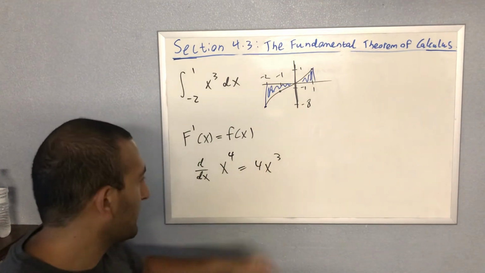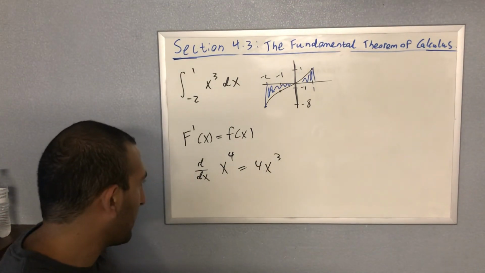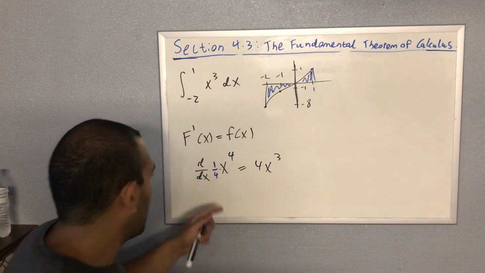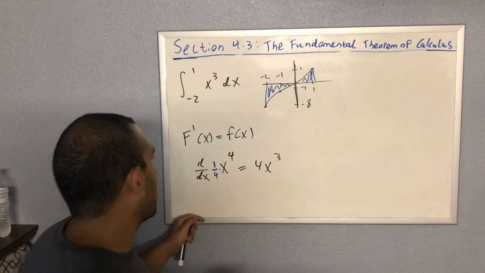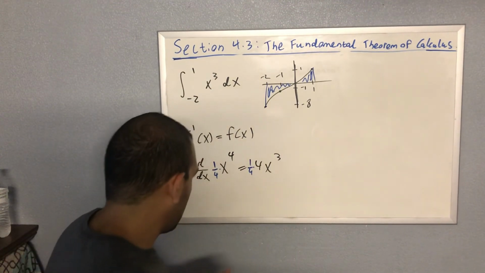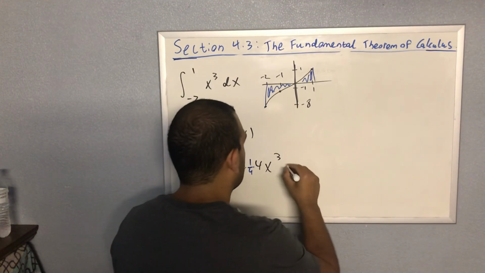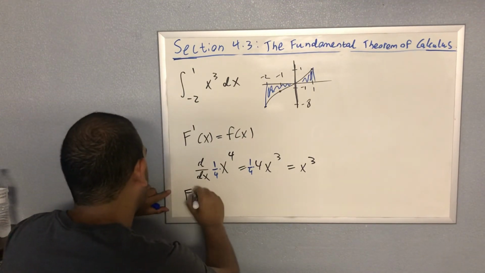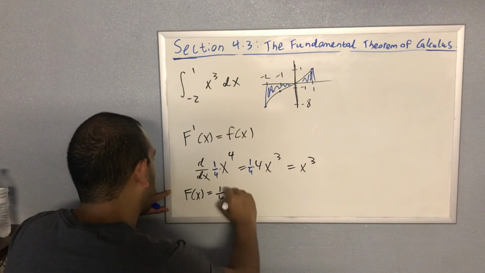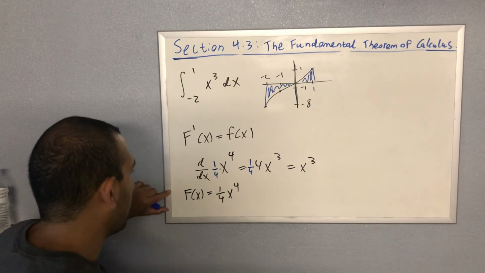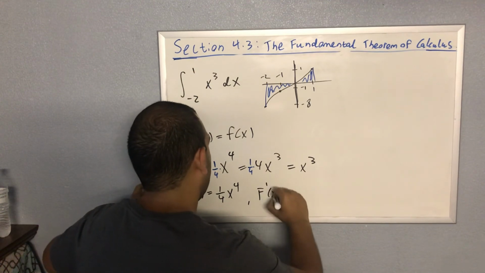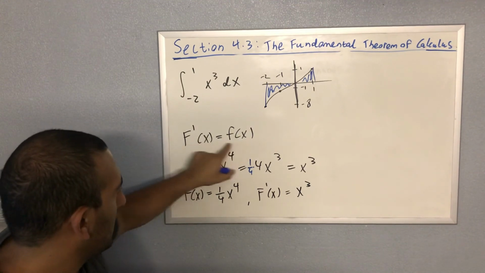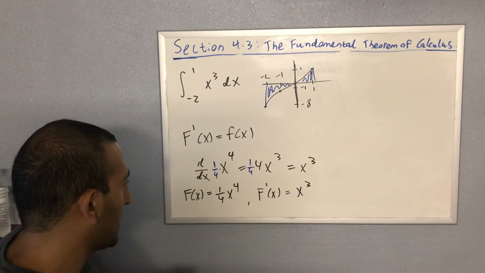So how do we fix this? Well, you just multiply this by 1/4, right? If you multiply this by 1/4, now what would happen is you would still bring the 4 down, but now it's getting multiplied by 1/4. And so then you get just x cubed out of this. So if capital F of x is 1/4 x to the 4th, then its derivative is really x cubed. And so it's satisfying this property. And so that's why it's the antiderivative.